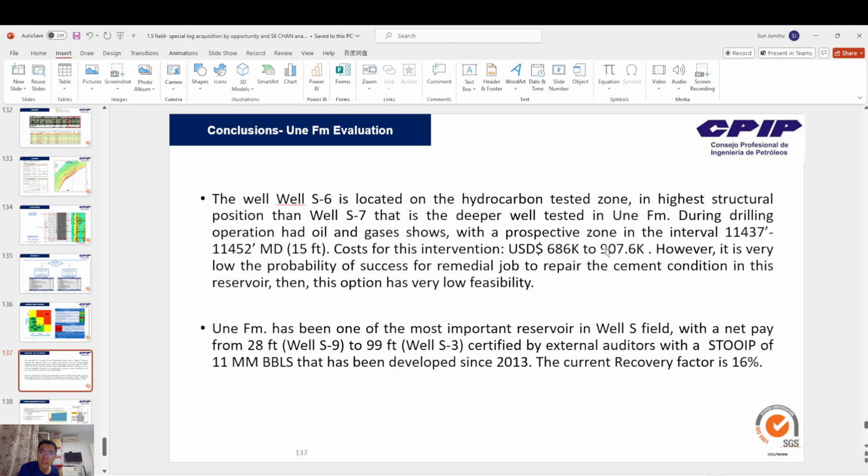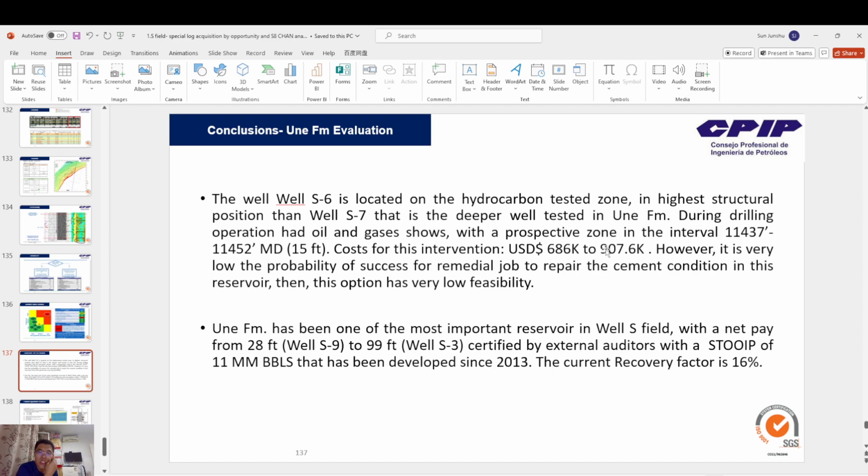During drilling operation, there were oil and gas shows, with the prospective zone in the interval 11,437 feet and 11,452 feet MD, totaling 15 feet.